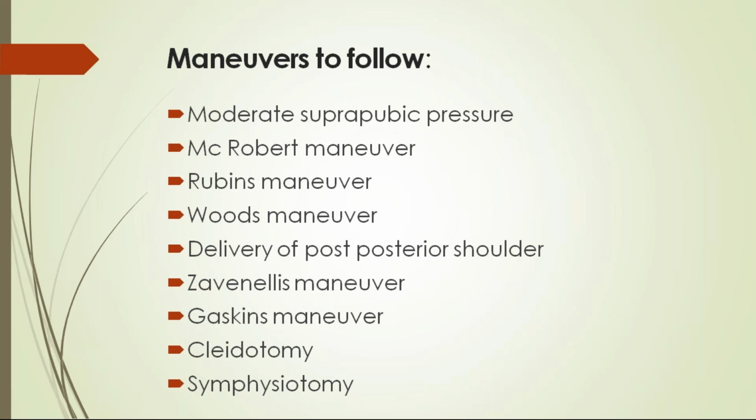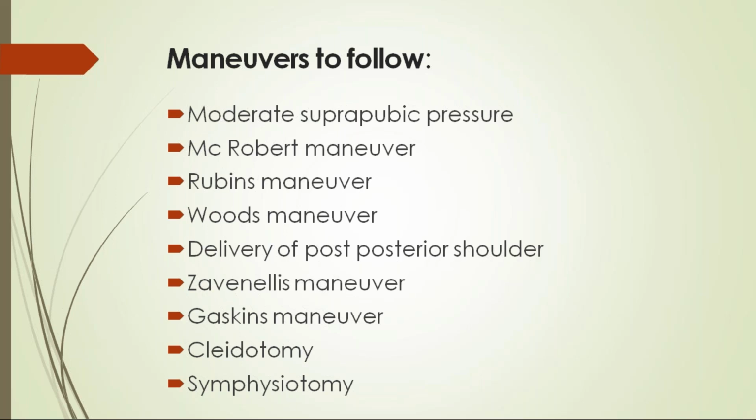Coming to maneuvers, firstly you can try moderate suprapubic pressure. If it fails, you can try McRoberts maneuver along with suprapubic pressure. Next comes Rubin's maneuver, Wood's maneuver, delivery of the posterior shoulder, Zavanelli's maneuver, Gaskin's maneuver, and cleidotomy and symphysiotomy. These are the maneuvers we'll try in case of shoulder dystocia. If everything fails, we'll do Zavanelli's maneuver, which means we push the head of the baby back into the abdomen, and we'll do cesarean section.